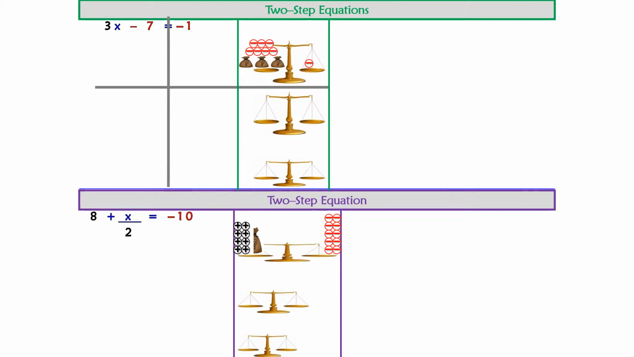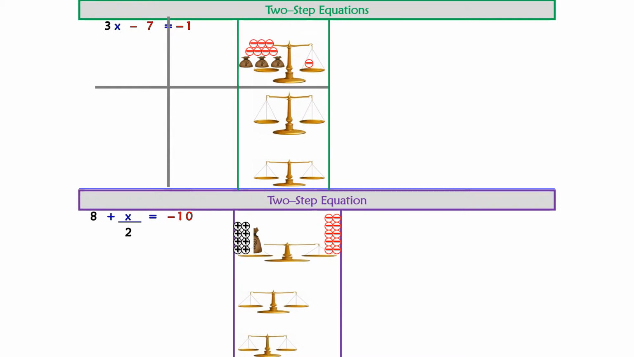And we've also chosen to represent this equation with a model. The three mystery bags represent the 3x, the negative 7 is represented by the 7 negative counters, and negative 1 is represented by that 1 negative counter on the right-hand side.